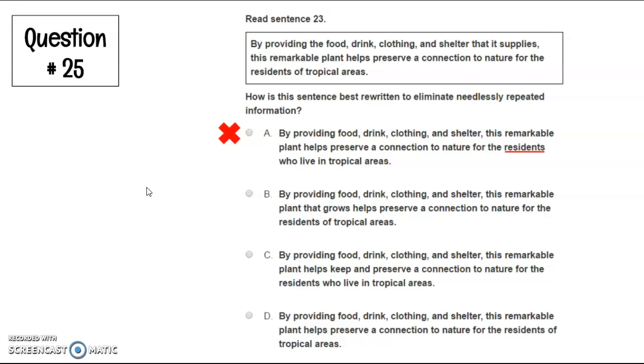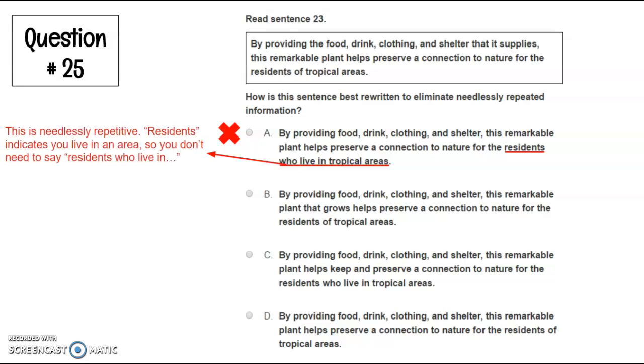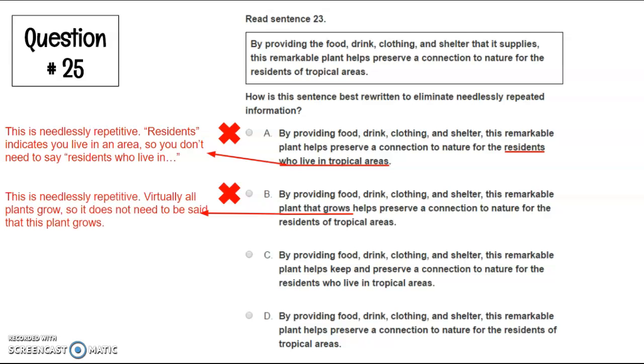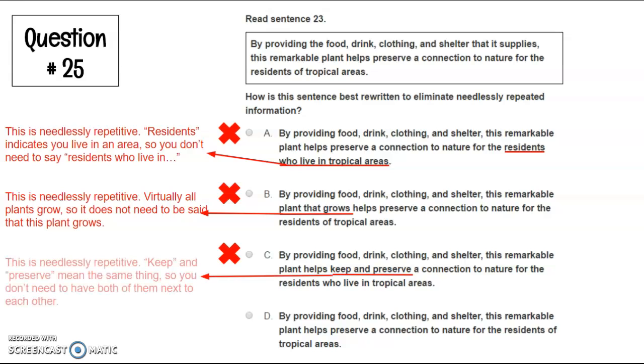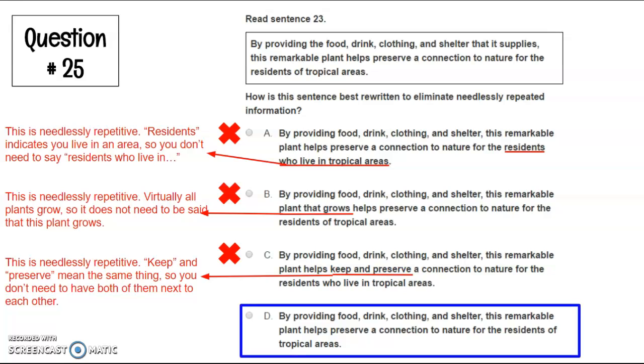Okay, so A doesn't work because it says "the residents who live in tropical areas." This is needlessly repetitive. Residents indicates you live in an area, so you don't need to say "residents who live in." B, "plant that grows." This is needlessly repetitive. Virtually all plants grow, so it does not need to be said that this plant grows. C, "keep and preserve." This is needlessly repetitive. Keep and preserve mean the same thing, so you don't need to have both of them next to each other. So this is why D is the best answer.